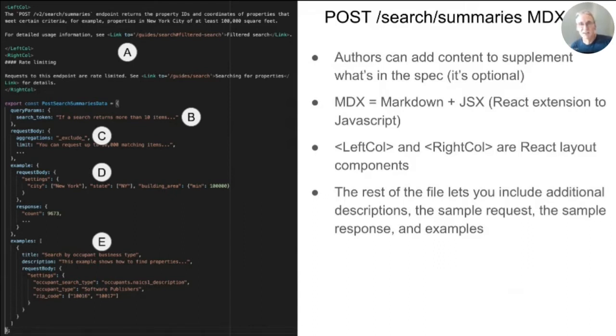Left call and right call are custom React layout components, and any markdown supplied to those components is transformed by the MBX plugin to a JSX component for rendering. The rest of the file defines content to merge with the spec. For example, if there's an attribute description here, like item B, it will override the one in the spec. If there are attributes that aren't valid for external users, like item C, we can hide them by setting the description to exclude. We also define the initial example, D, and those selectable examples that I showed you earlier, E, in this section.